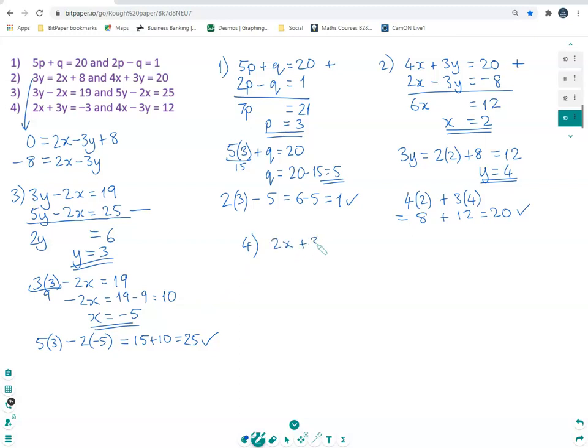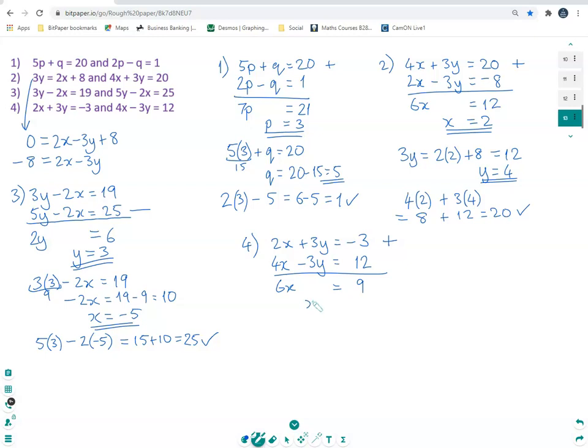2x plus 3y equals -3, and 4x minus 3y equals 12. Opposite signs, it's the 3y's that match. They've got opposite signs, so we need to add. So we've got 2x plus 4x gives us 6x. 3y plus -3y gives us 0. And -3 plus 12 is the same as 12 take away 3, which is 9.